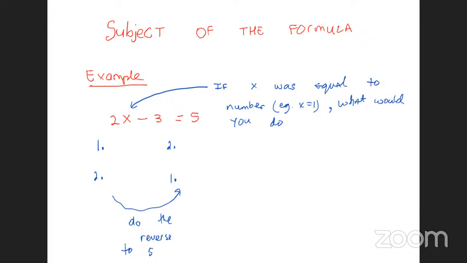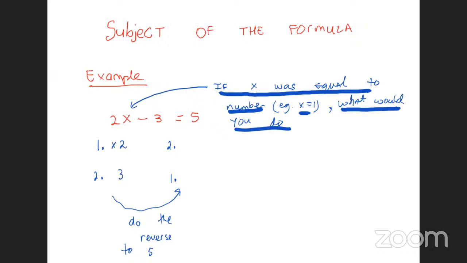What we could do is say, well, if x were equal to a number, for example, 1, what would you do? The first thing you will do with that number is multiply by 2. The second thing you will do is minus 3. So to make x the subject of the formula, what we have to do is to do the reverse. The reverse of minus 3 is adding 3. And the reverse of multiplying by 2 is dividing by 2.